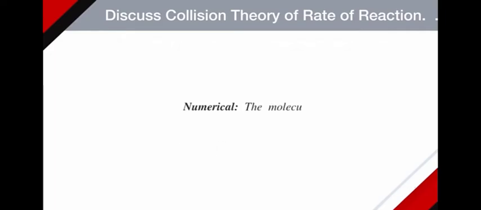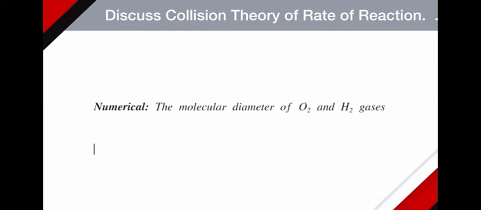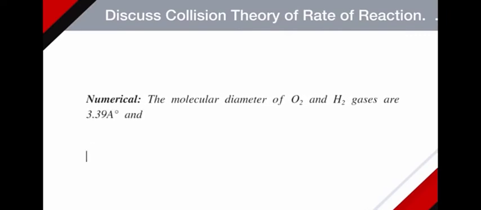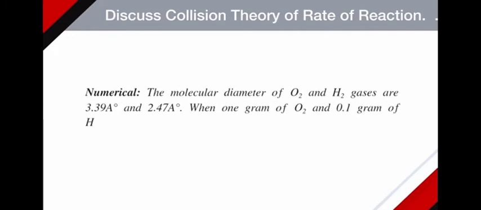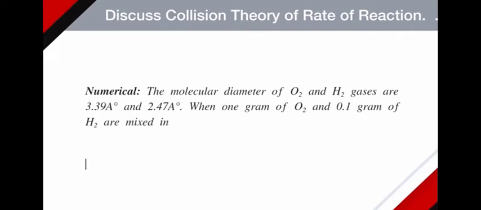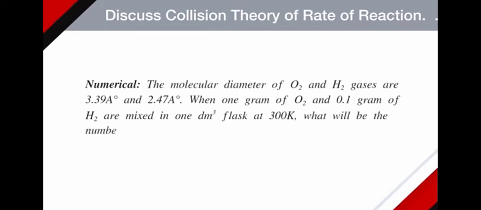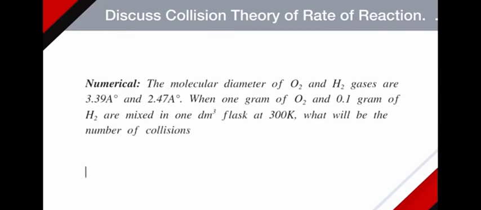The molecular diameter of oxygen and hydrogen gases are 3.39 angstrom and 2.47 angstrom. When 1 gram of oxygen and 0.1 gram of hydrogen are mixed in 1 dm³ flask at 300 degrees Kelvin, what will be the number of collisions per meter cube per second? Avogadro's constant is given 6.023 into 10 to the power 23.